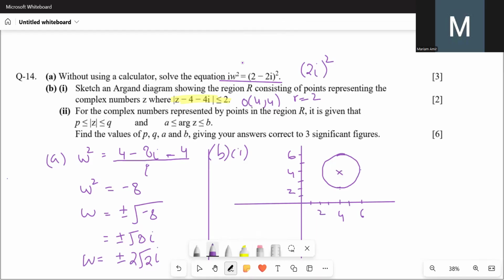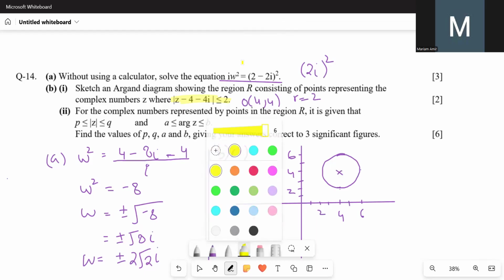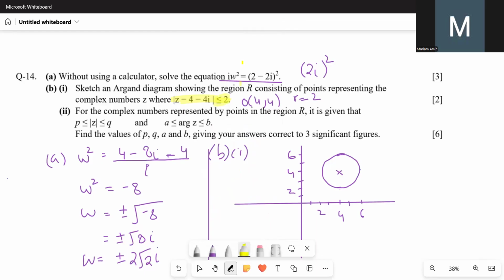Okay. Next part says for the complex number represented by points in the region R. Oh no, we have to shade it as well, because it says it's less than and equals to 2, not equals to 2. So we shade the entire circle, and we need to make the circle a solid line because it's less than and equals to. If it were just less than, we would have made a dotted circle. Okay, back to part 2.